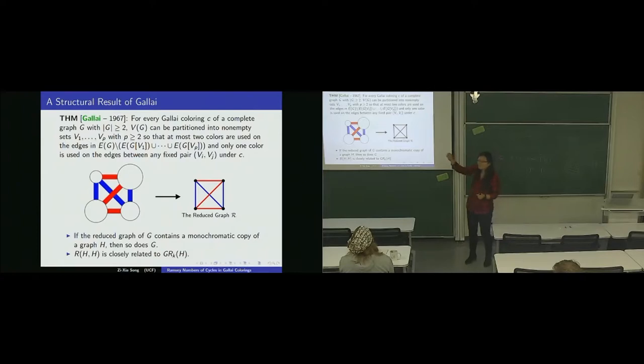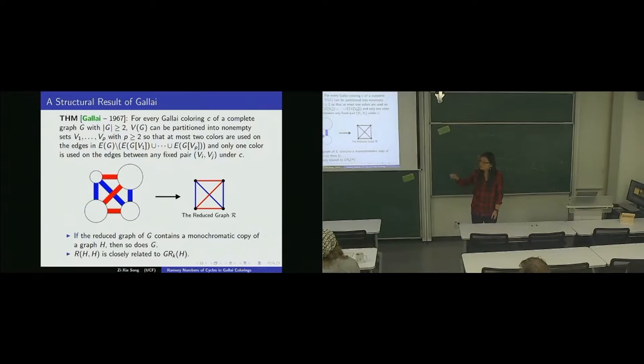What does it mean? You take a Gallai partition, you contract each part into a single vertex. You get at most a two-colored graph, right? We call it a reduced graph R here. Now, if the reduced graph R has a monochromatic copy of H, then my original graph must have one, right? So later on, you won't be surprised, a lot of conjectures here have two-colored Ramsey numbers involved. And that's why I picked to do cycles, because two-colored Ramsey numbers of cycles are known, so I can start with three colors.